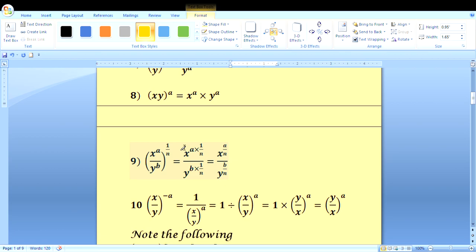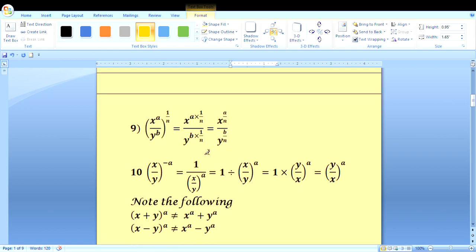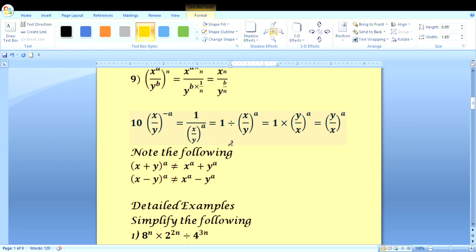Okay, now let's look at 9. x raised to the power a divided by y raised to the power b, all raised to the power 1 over n. This one can simply be written as x raised to the power a times 1 over n, divided by y raised to the power b times 1 over n. So this simply means that in an expression like this, the power outside, we will have to multiply with the power inside for both numerator and denominator. So this becomes x raised to the power a over n divided by y raised to the power b over n.